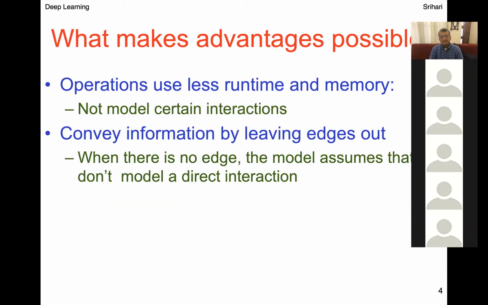What makes the advantages possible is that the operations use less runtime and memory. They don't model certain interactions and convey information by leaving edges out, because we are not using all possible edges between all variables. When there is no edge, the model assumes that we don't model a direct interaction.